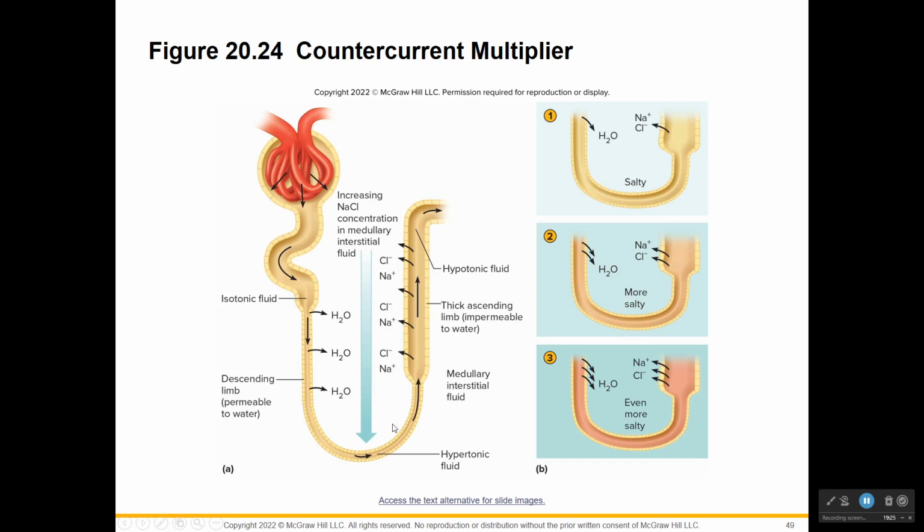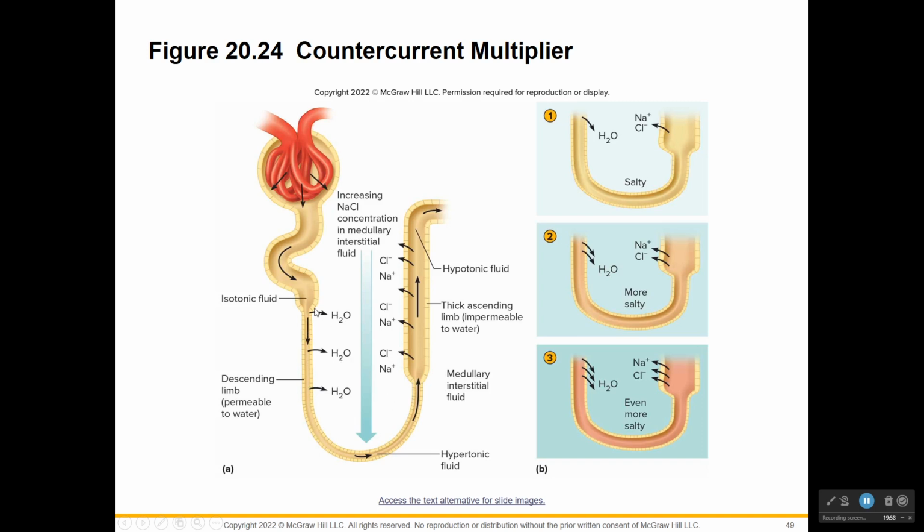And so what's happening here is sodium and chloride are constantly actively pumped out of the filtrate into this interstitial area. And so that makes it very hypertonic. And because it's so hypertonic, water on this side, the descending limb, removes itself out of the filtrate into the interstitial fluid by osmosis.